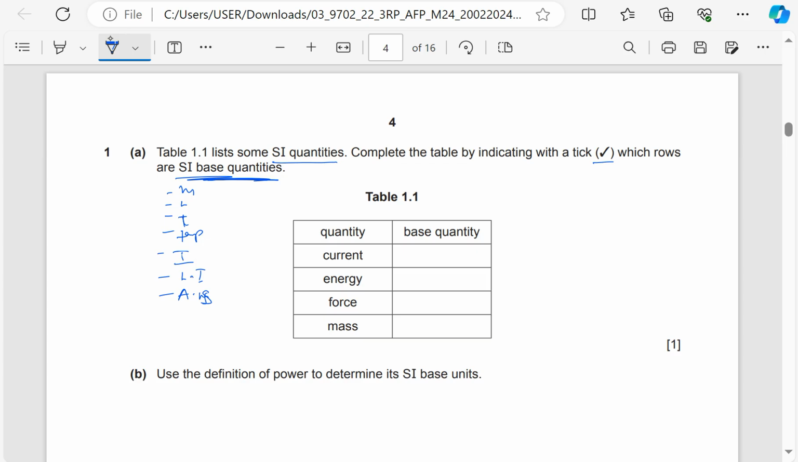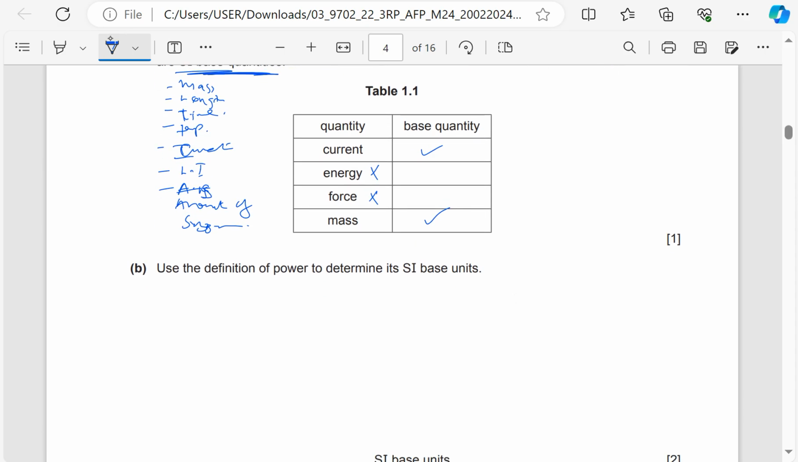So just check through here. We have current. Energy is not a base quantity. Force is not a base quantity. Then we have mass, length, time, temperature, current, luminous intensity, amount of substance. Those are the 7 base quantities. So energy and force are not base quantities.